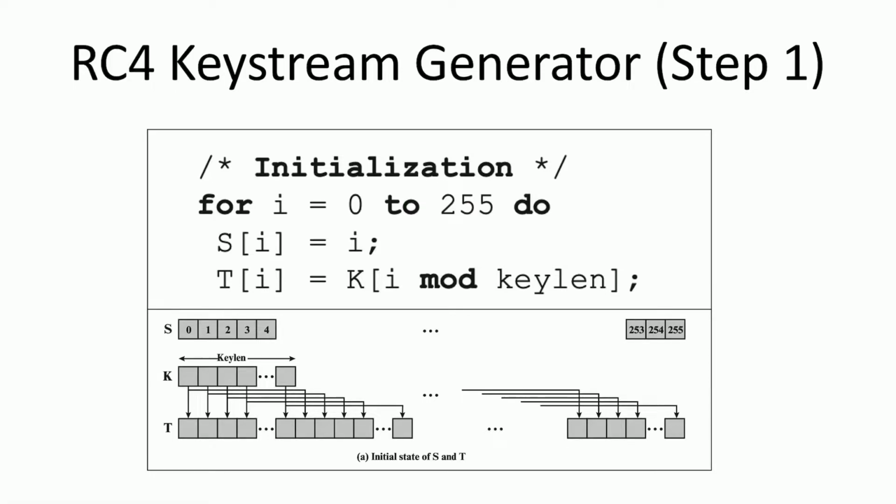So let's look at the pseudo-random key stream generator for the RC4 algorithm. Now, the first step is to initialize a 256 byte state vector S. And then we also have a 256 byte temporary vector denoted by T here. So we have 2 vectors, both of them have 256 bytes, numbered from 0 to 255.